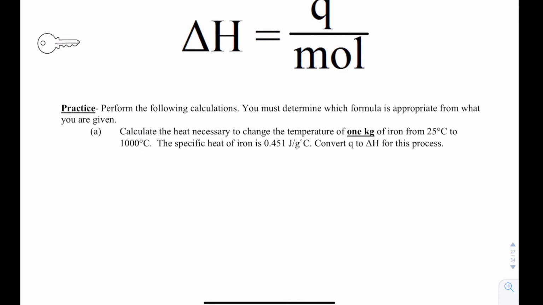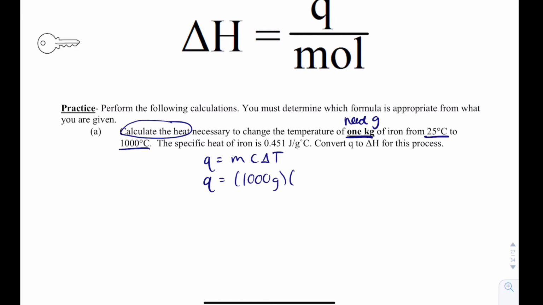Okay, so it says calculate the heat necessary to change the temperature of 1 kilogram, okay, we need grams, most likely, of iron from 25 degrees Celsius to 1,000 degrees Celsius. The specific heat of iron is 0.451 joules per gram degrees Celsius. So Q is equal to mC delta T. We are solving for heat, so we're solving for Q. That's equal to 1,000 grams. Specific heat of iron, they tell us, is 0.451 joules per gram degrees Celsius.